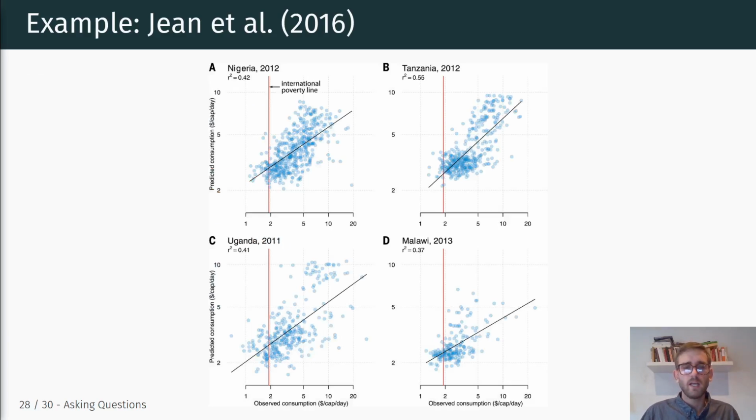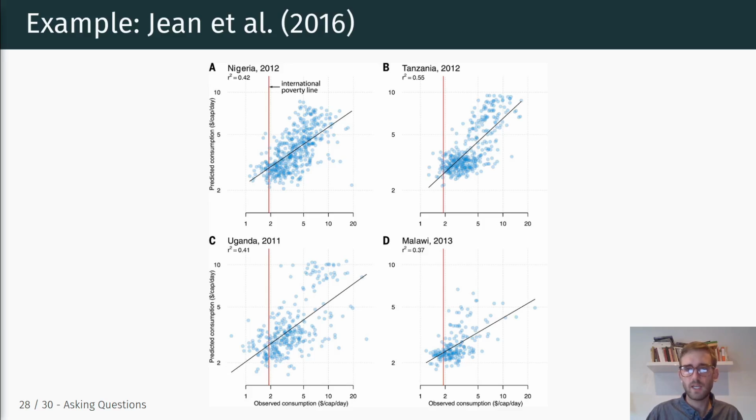Okay. So this is one of the graphs from this paper where they're comparing the predicted cluster level consumption in Nigeria, Tanzania, Uganda, and Malawi. And they're comparing, in this case using cross-validation, the out-of-sample prediction based on their model with the actual observed survey-based consumption in those specific areas. Okay, and we can see that they're positively correlated, and the R square ranges between 0.37 and 0.55.